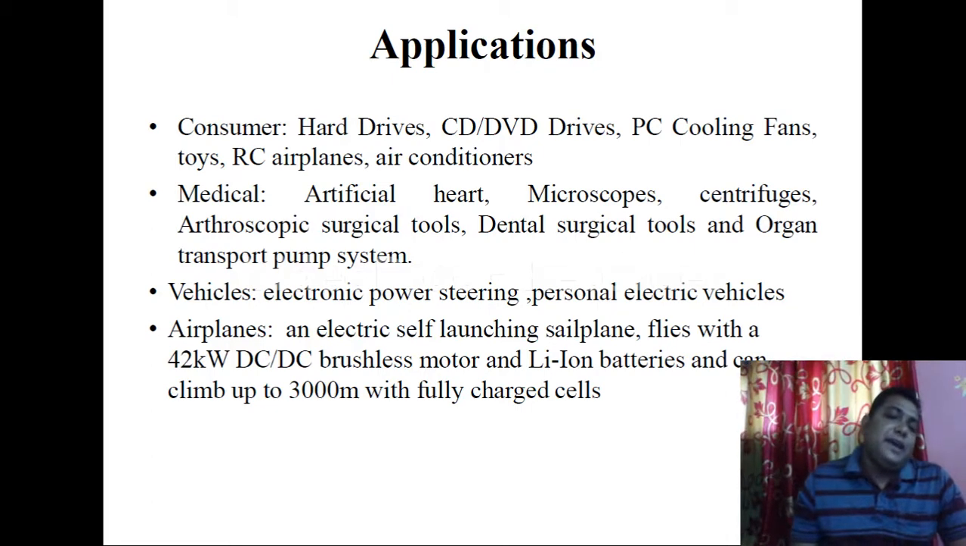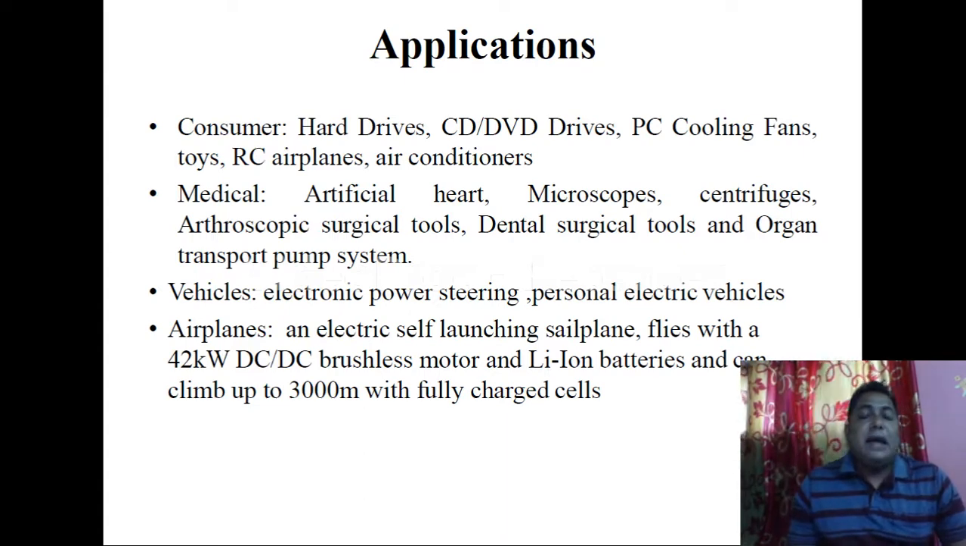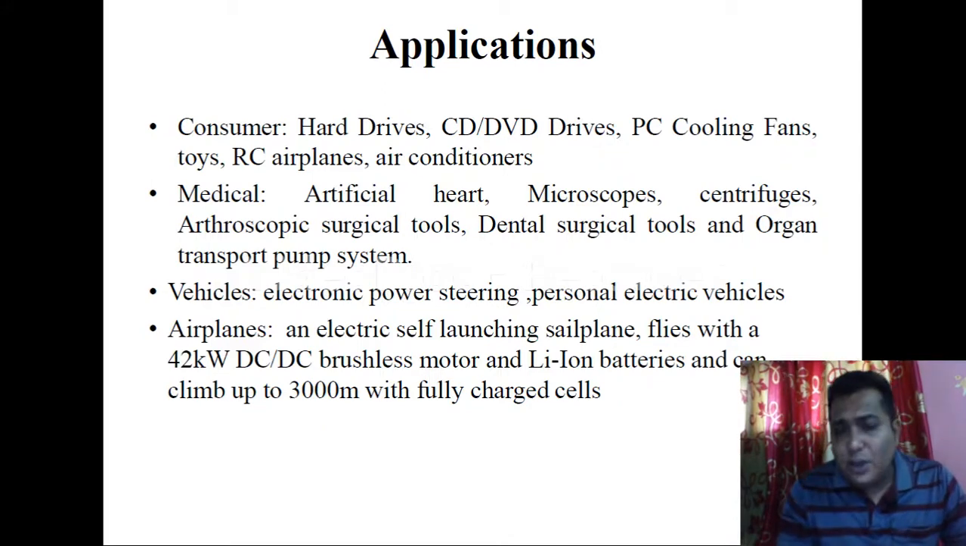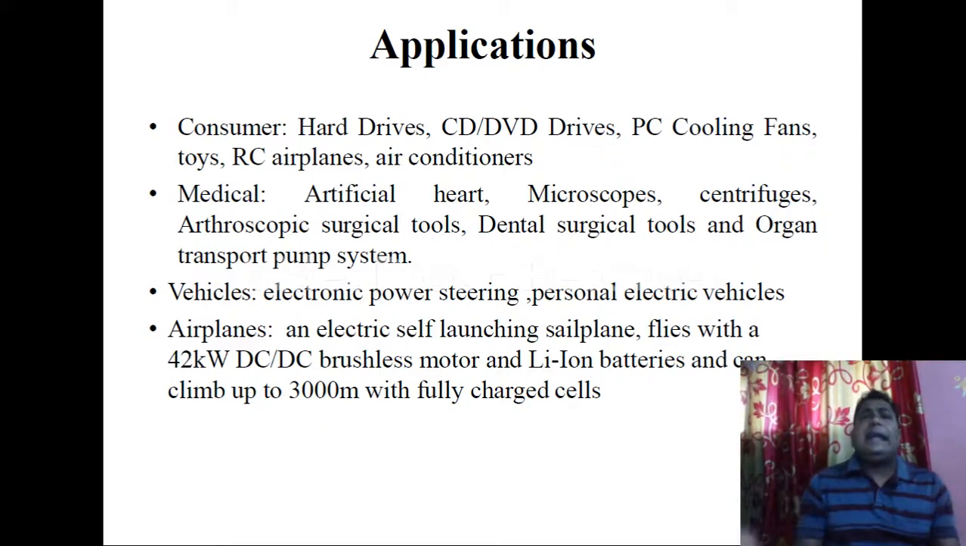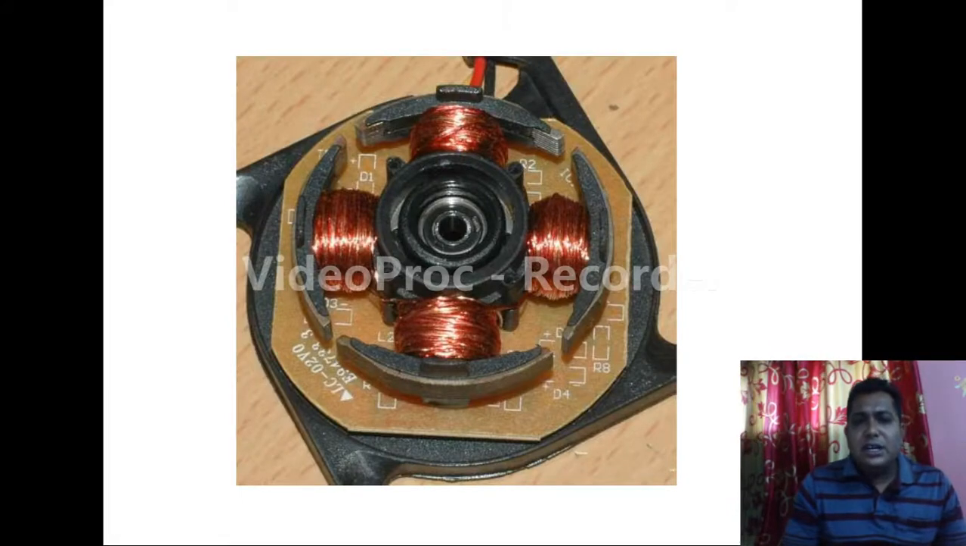Like this, airplanes and electric self-launching sailplanes fly with a 42 kilowatt DC brushless motor and Lion batteries, and can climb up to 3000 meters with a fully charged cell. So as we can see, in different areas, in large and important areas, this type of machine has a huge application. So this is the diagram.